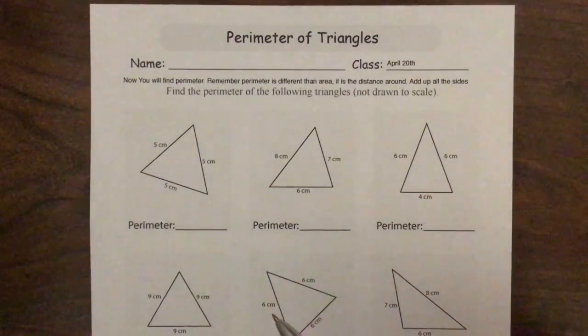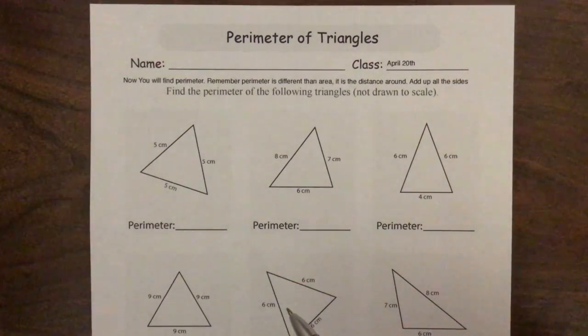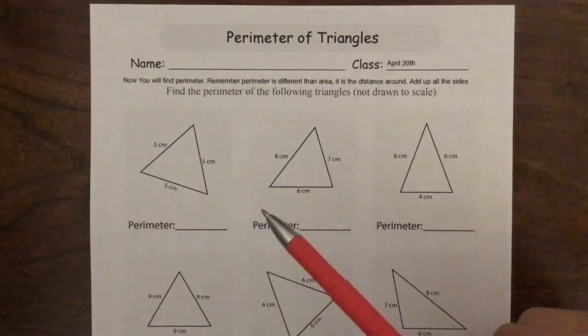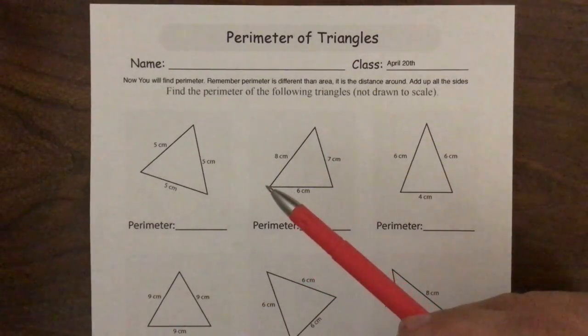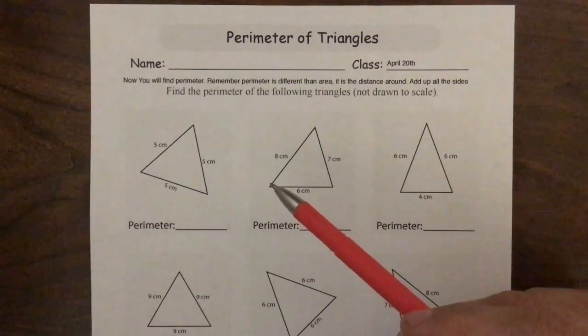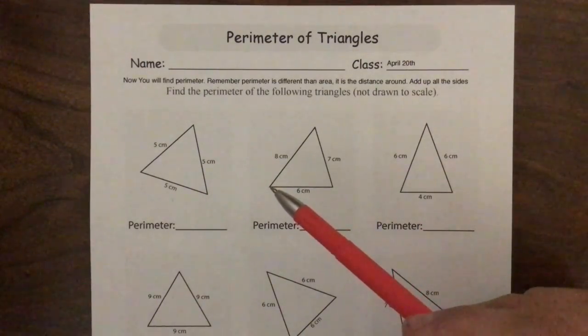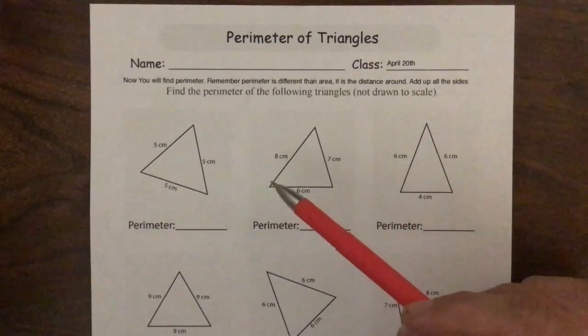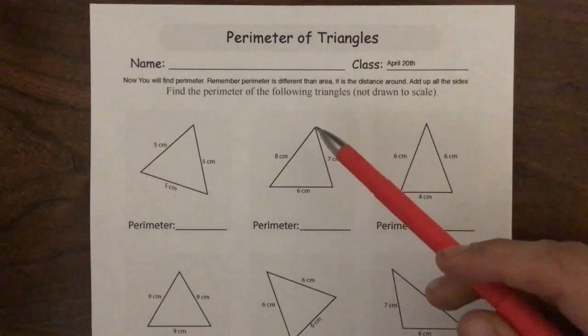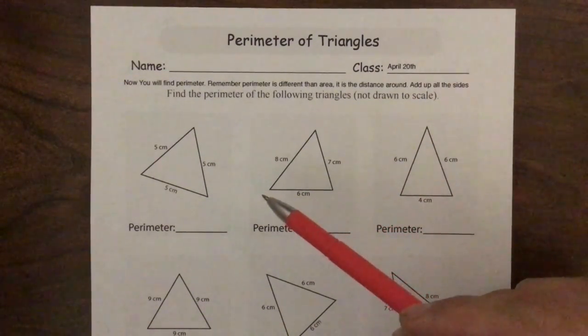Hey guys, we worked on the area of triangles last Friday. Remember, base times height divided by 2, all right? And something just as important as area is understanding perimeter. Now perimeter, just like a square, is the distance around. Or a rectangle, quadrilateral, the distance around. So now we don't have to worry about base times height, but we do have to add up every side. We have to find out the distance all the way around this triangle.